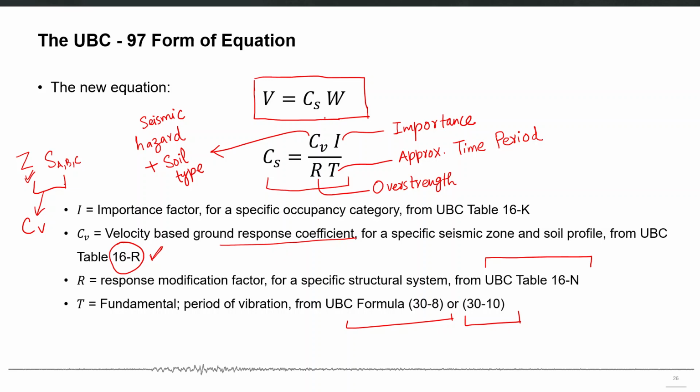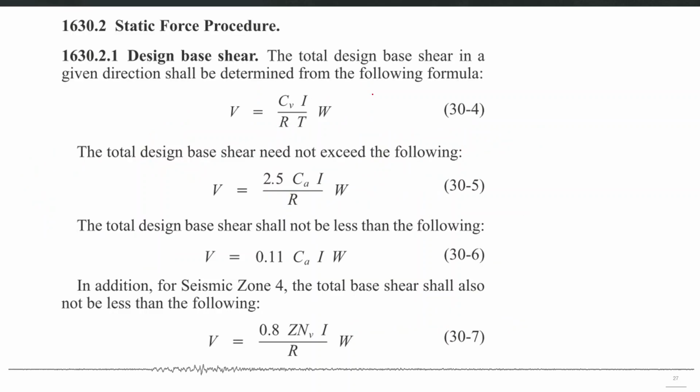The chapter 16 of UBC 97 deals with the seismic analysis and design of structures. So now this formula is simple and can be used to calculate CS, the base shear coefficient. This is the actual provision of the code. I have taken this screenshot from chapter 16 of UBC 97. So here you can see V is equal to CV I over RT, which is CS basically, multiplied by the seismic weight of the building.